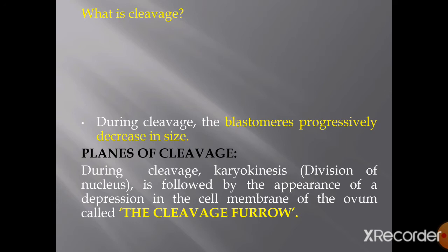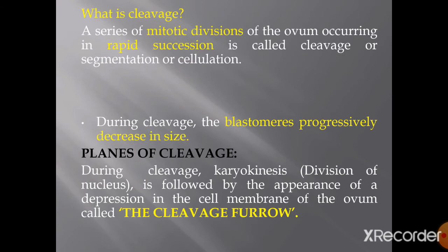We should know what is cleavage. I have taught you already, but still we shall have repetition. Cleavage is a series of mitotic divisions of the ovum occurring in rapid succession. This term cleavage has two synonyms. It is called segmentation or cellulation. Whatever it is, all the three mean the same. So, a series of mitotic divisions of the ovum occurring in rapid succession is called cleavage.